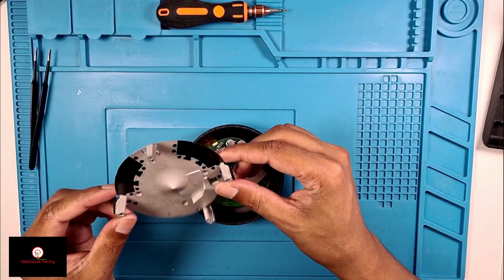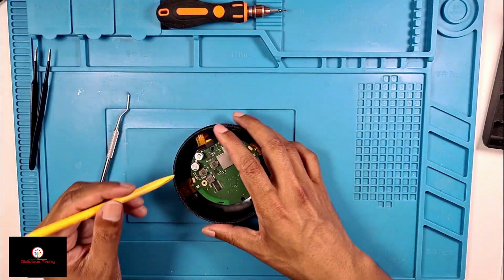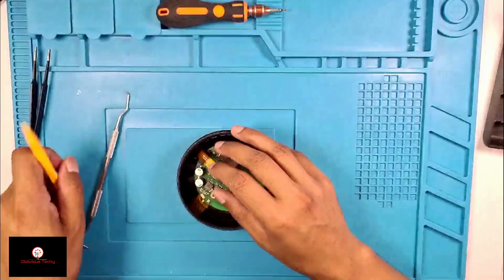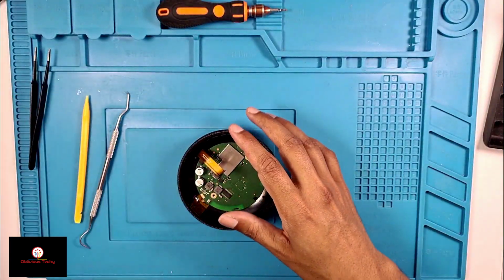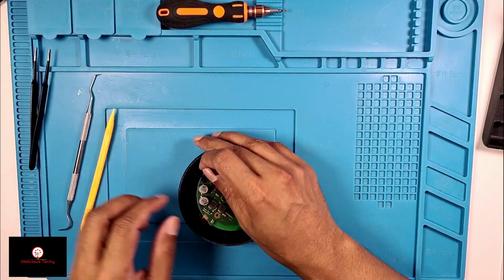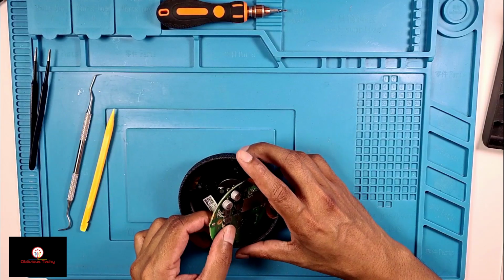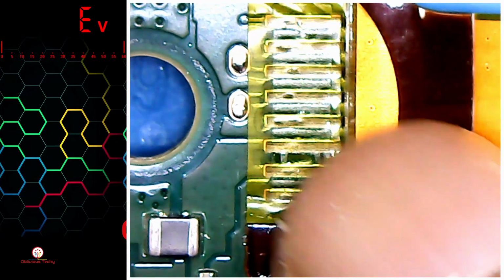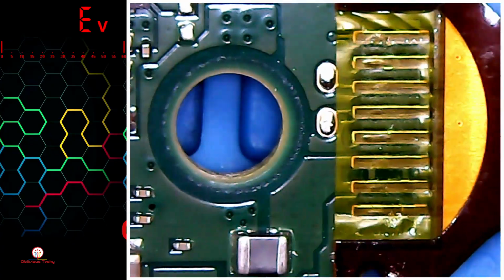That's like a metal shield. Let's pry out the motherboard. It seems to be glued down. Just gonna add some IPA. There we go. Okay, let's see what's going on. That's the main cable that's going to the micro USB. Where does it go?